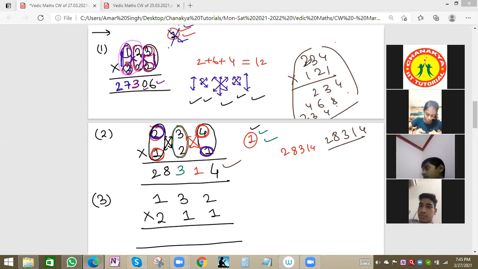Xavier also right answer. So most of you are getting the correct answer. Sarah also correct answer. 27852. The same method we can use for this one.